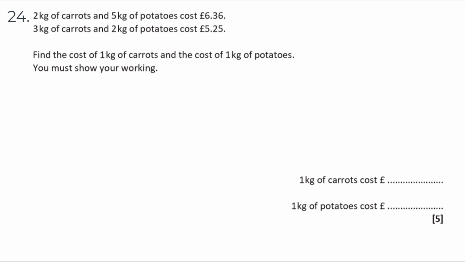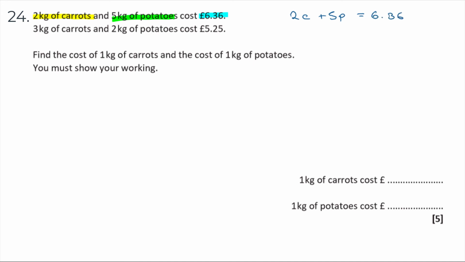Okay, so this is actually just a linear simultaneous equations question. We just have to form the equations ourselves here, don't we? So the first one, 2 kilograms of carrots and 5 kilograms of potatoes cost £6.36. So writing that algebraically, if I say C is the cost of carrots and P is the cost of potatoes, then what I'm saying is 2C plus 5P is equal to 6.36.